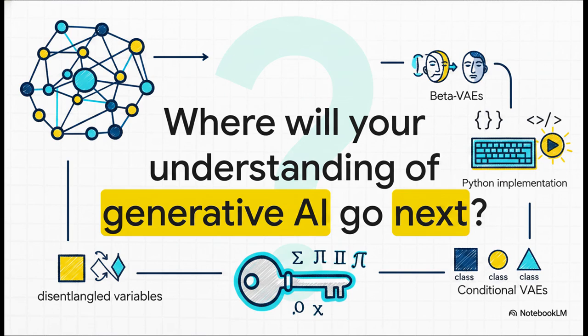Which brings us to the end of our journey today and leaves us with an exciting question. Where will your understanding of generative AI go next? Will you explore conditional VAEs, where you can actually dictate the specific class you want to generate?